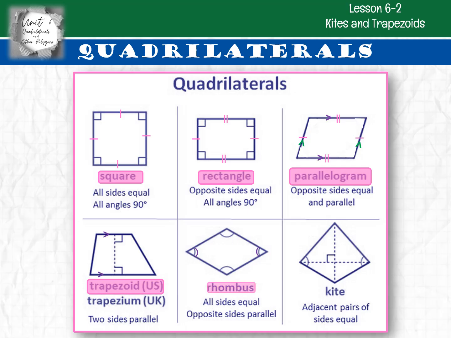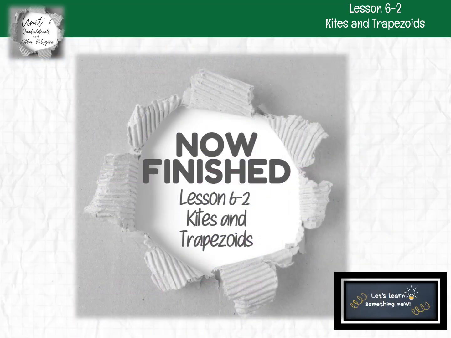A rhombus, all sides are equal to each other. Opposite sides are parallel because it's a parallelogram. Opposite angles are going to be congruent because it's a parallelogram. Let's go to kite. Let's see, adjacent pairs of sides are equal. We just covered that. We are now at the conclusion of lesson 6.2, kites and trapezoids.